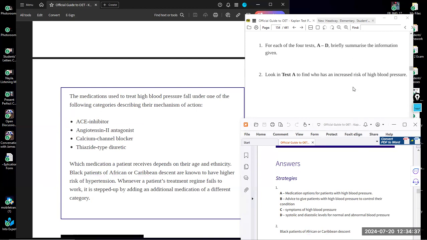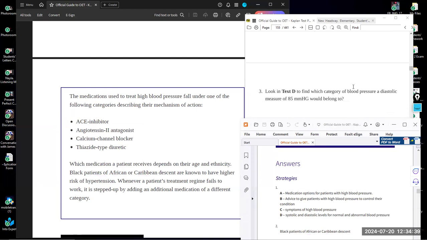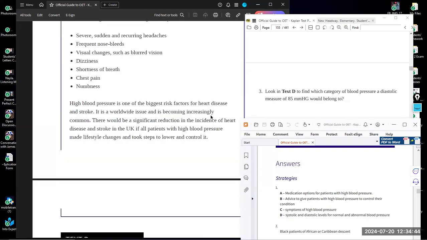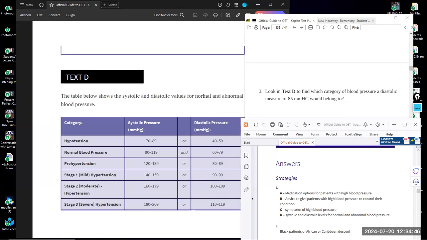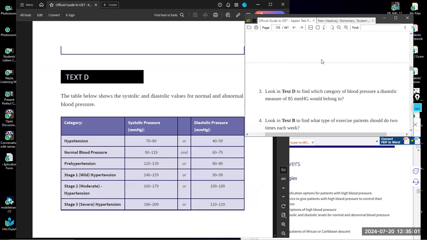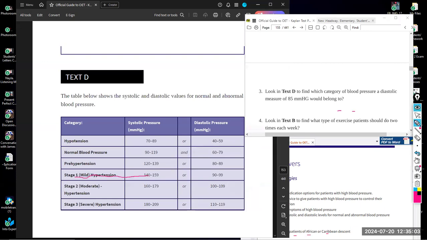Now let me show you question number 3. Question number 3, we have to go down to text D, but not B, because the questions are not going to be in order. I mean, Joel, you don't have to answer a question about text A, then a question about text B, then text C. The questions are not going to be in chronological order. Please keep this in your mind. Okay. Now the question is saying, let's take a look at text D to find which category of blood pressure.